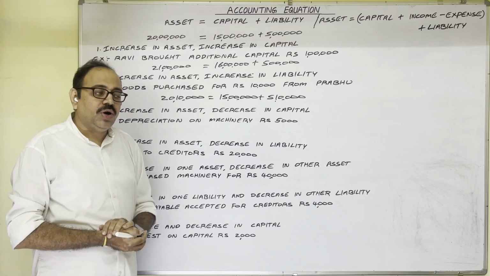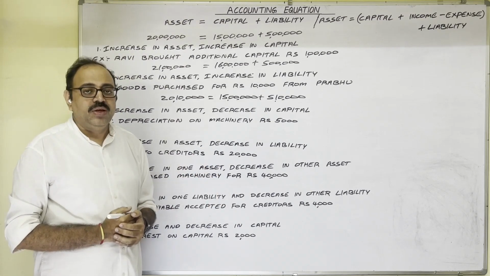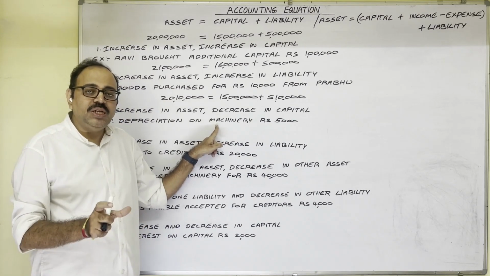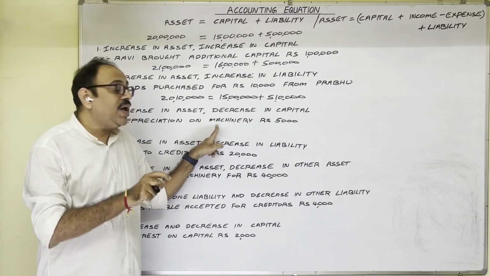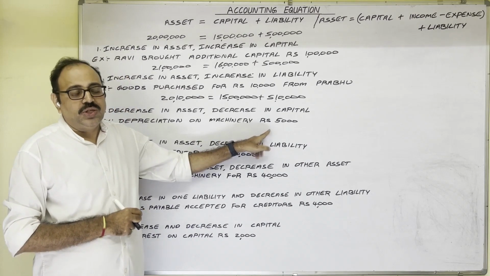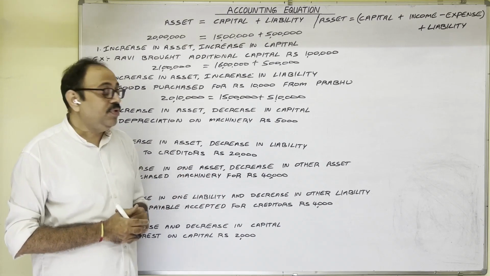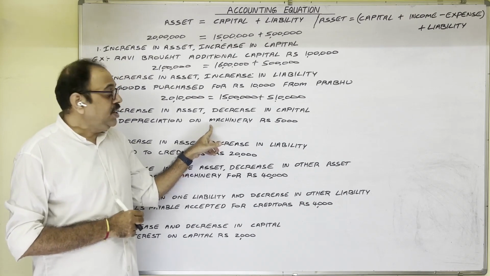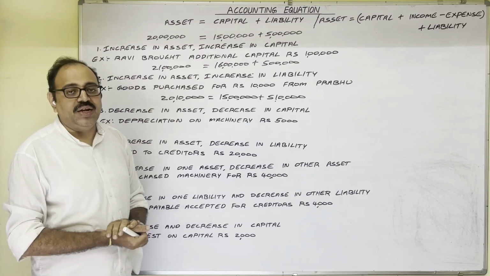Because loss means what? Without receiving any benefit, we lose some value. But here we are using machinery. By using this machine, we are manufacturing goods. In that process, machinery value is decreased by 5,000. So we are receiving some benefit and we are losing some value. Therefore, depreciation is an expenditure, not a loss. And because of this expenditure, capital amount will get affected.